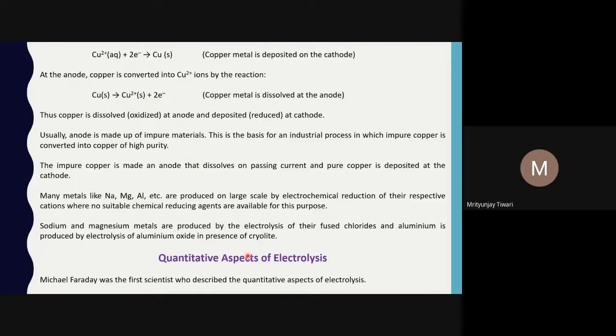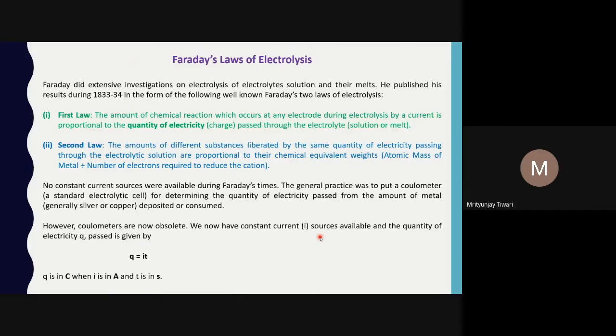So the quantitative aspects of electrolysis were for the first time studied by Michael Faraday, and he proposed two laws based on his experiments. He published these laws in the form of a research paper in 1833 to 34. Whatever the outcome of his research, he published in the form of two laws, and those laws we call the first and second law of Faraday, what we call Faraday's laws of electrolysis.